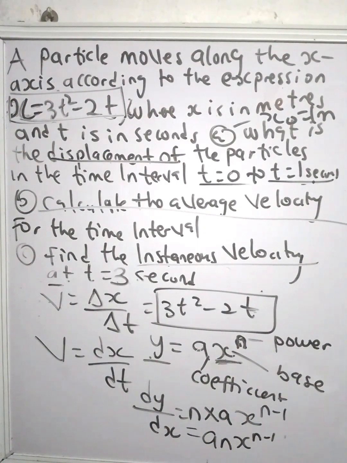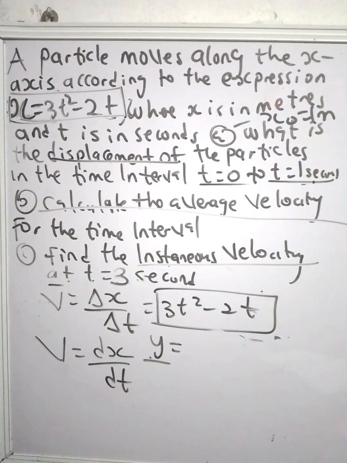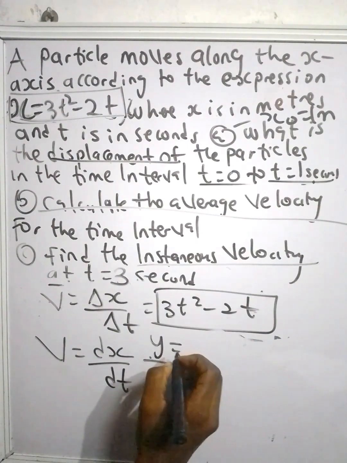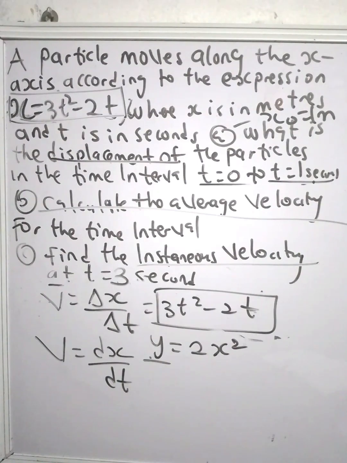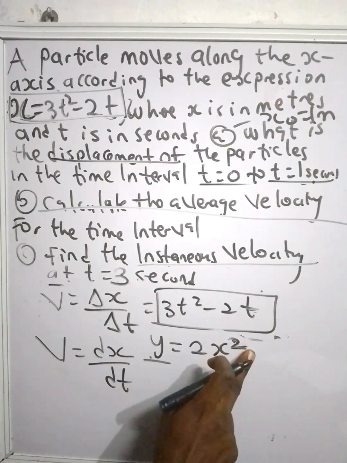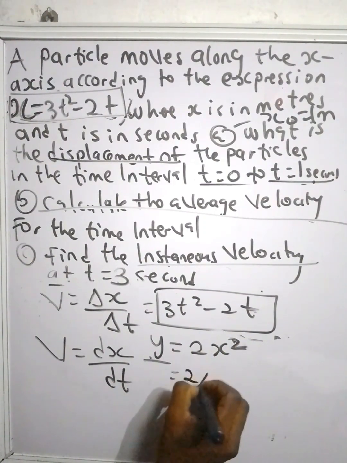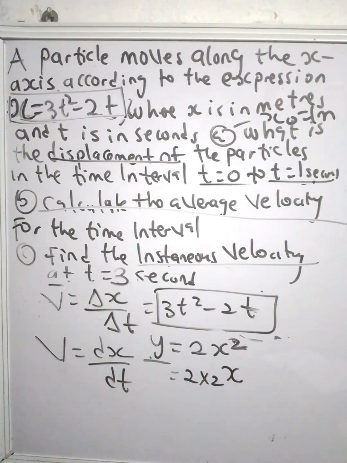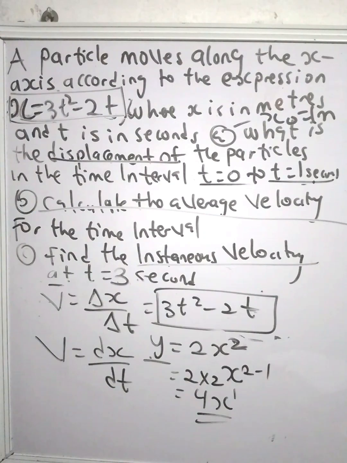Did you get it? Now, let me give you another example. If you are asked to differentiate 2x squared, what am I going to do? Multiply the power by the coefficient. What's the power? 2. What's the coefficient? 2. What's the base? x. That's 2 times 2. Repeat the base and reduce the power by 1: 2 minus 1. That gives 4x raised to 2 minus 1, which is 1. So this is our stuff.